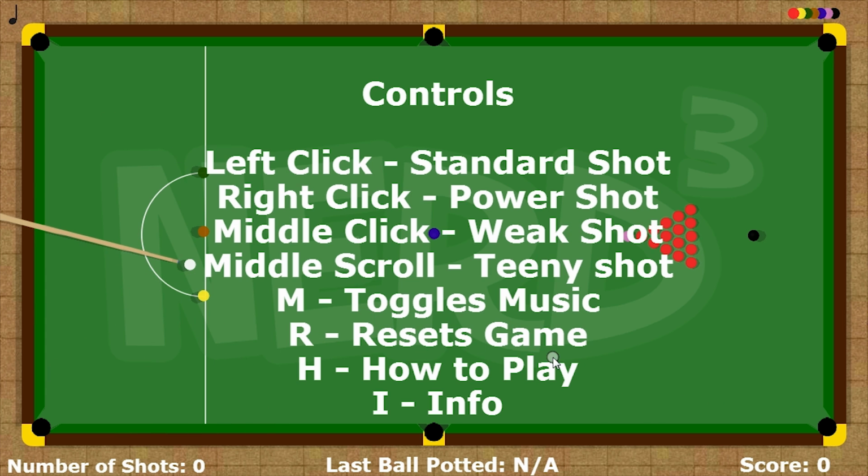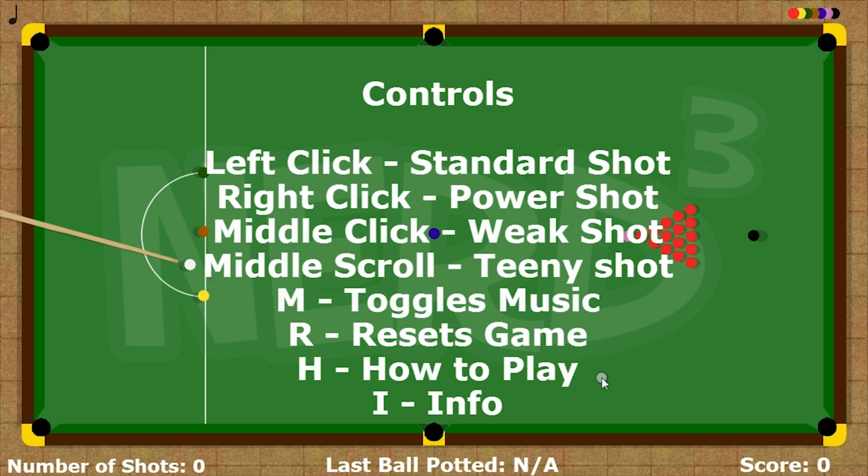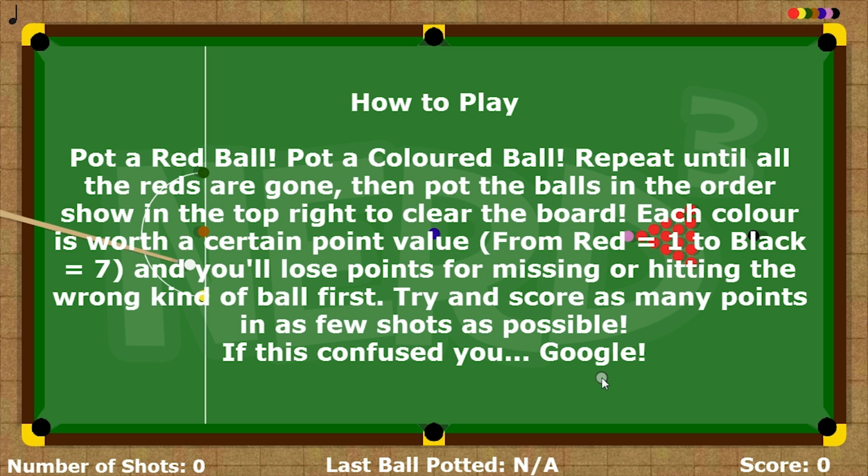R resets the game. Yes, it does. H is how to play, and I is info. So to close controls, go to H. We don't actually have to do that, but if we push H, nothing happens the first time. Don't quite know why.